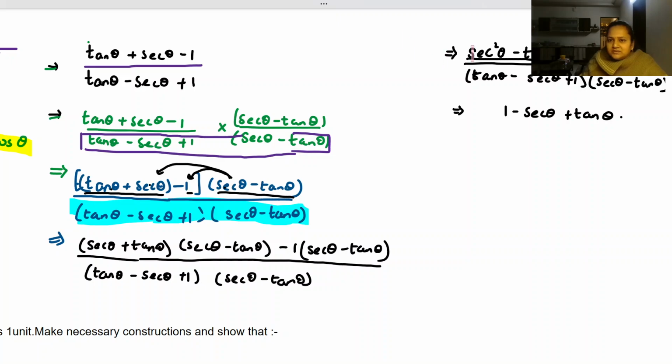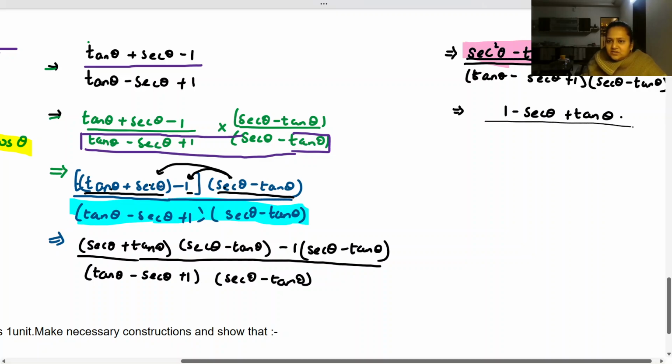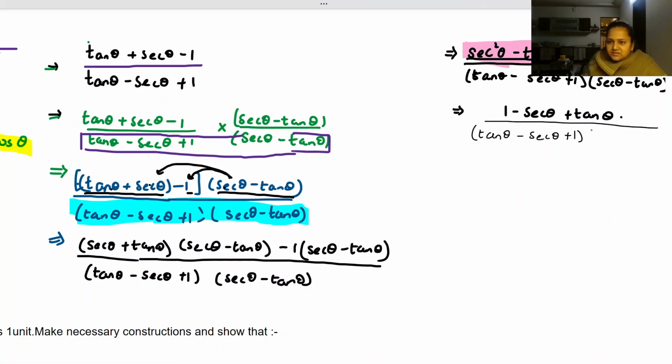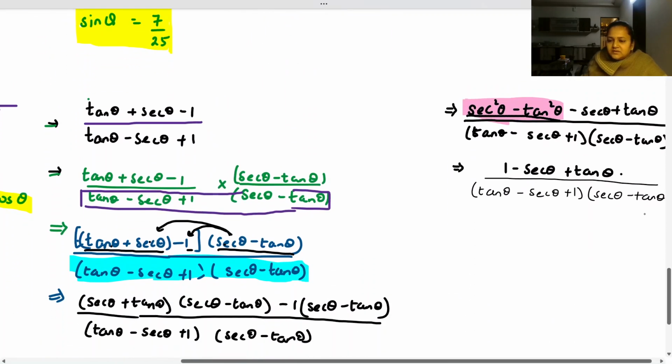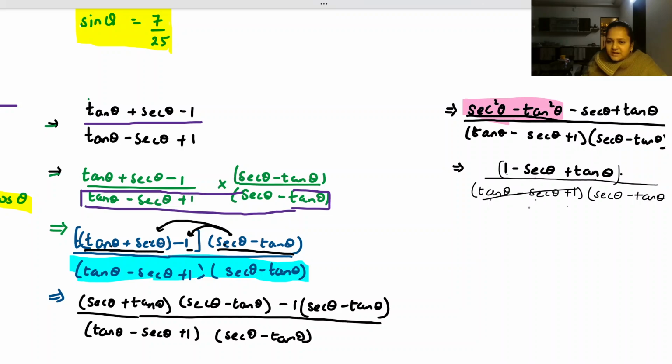Correct? We told that this part, sec square minus tan square, is 1. And we have sec theta plus tan theta. In the denominator, we have tan theta minus sec theta plus 1 times sec theta minus tan theta. I'm sorry. Right? Now look at the numerator carefully. Tan theta minus sec plus 1 means these two brackets are identical. We can cancel them and we get 1 upon sec theta minus tan theta.